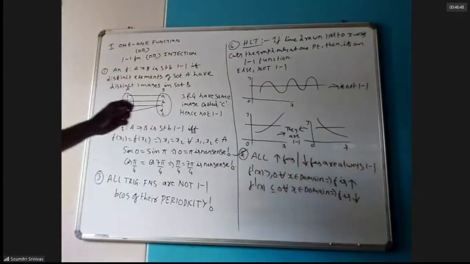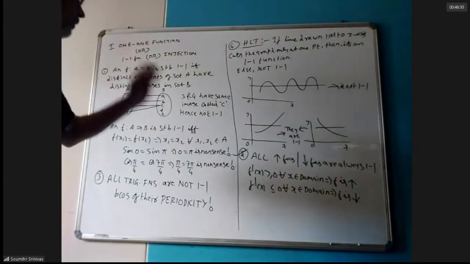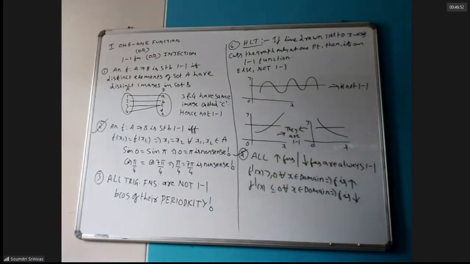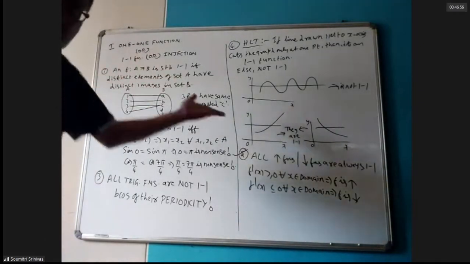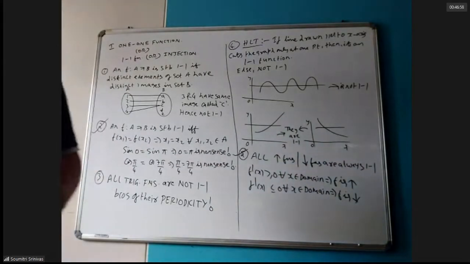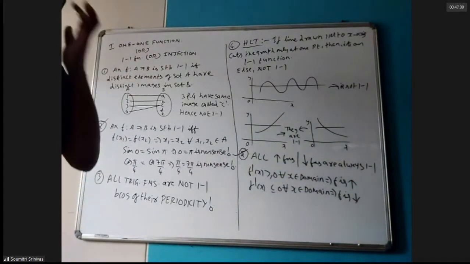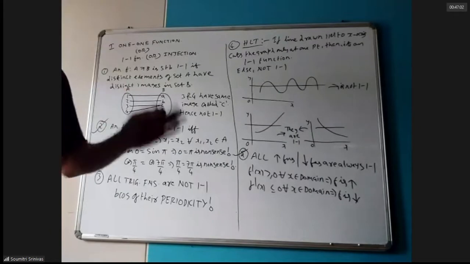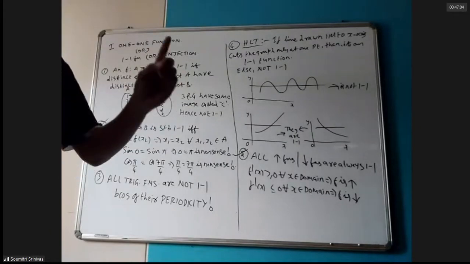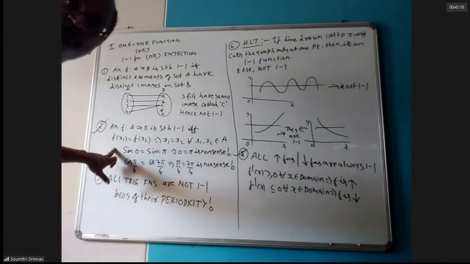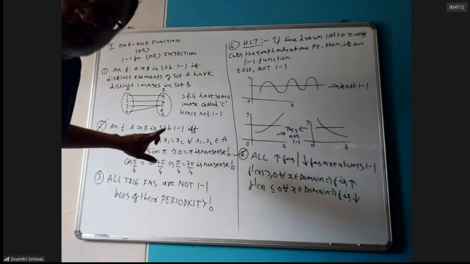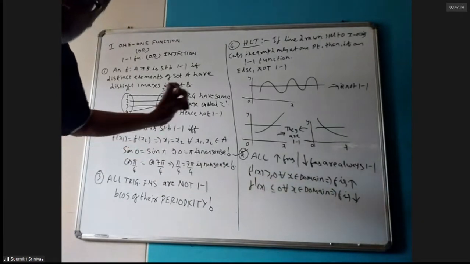First point, when is a function said to be 1-1? Bolo? Distinct elements of set A have distinct images in set B. Second point, when is a function said to be 1-1? f(x1) equal to f(x2) should imply x1 equal to x2.